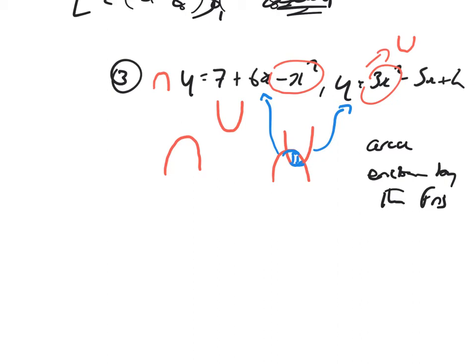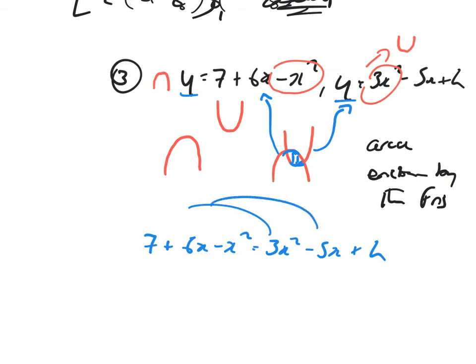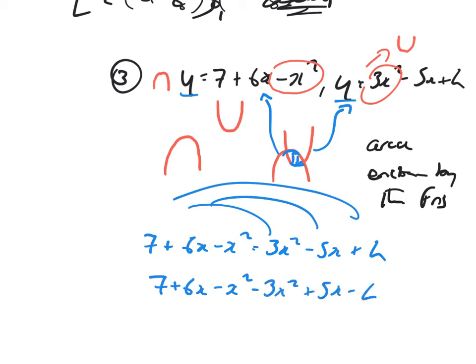Okay, next thing is I need to find the limits by making y equal to y. So 7 plus 6x minus x squared is equal to 3x squared minus 5x plus 4. Let's make the thing equal to 0. Okay, so I'll bring this stuff across here. So that'll be 7 plus 6x minus x squared minus 3x squared plus 5x minus 4 is equal to 0. Okay, so 7 minus 4 is 3. I've then got 6x plus 5x, which is 11x. And then minus x squared minus 3x squared is minus 4x squared.